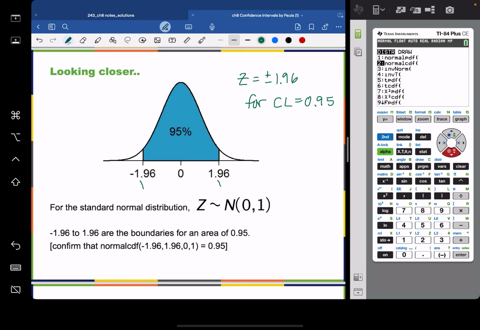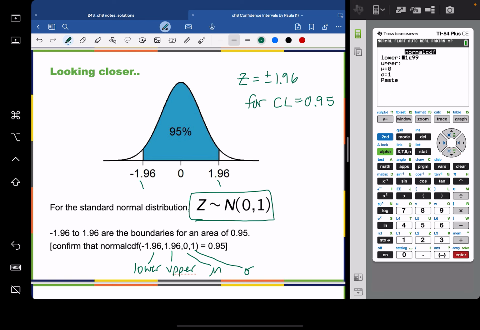So normal CDF, I put in the lower bound, the upper bound, and then that's mu, and that's sigma. Remember the standard normal distribution, the z-scores have a mean of 0 and a standard deviation of 1. So that's why I'm putting in 0 and 1 for mu and sigma. So -1.96, enter. Positive 1.96, enter. Mu is 0, sigma is 1, enter, enter, and there it is, 0.95.